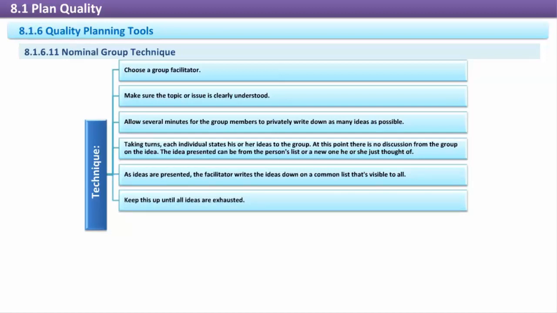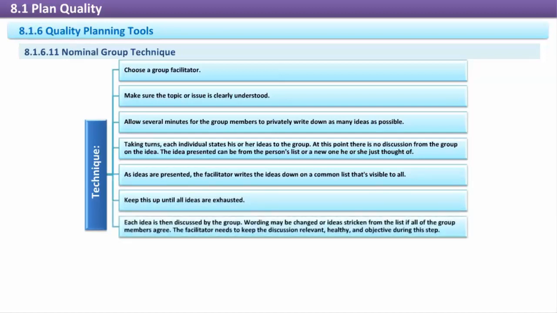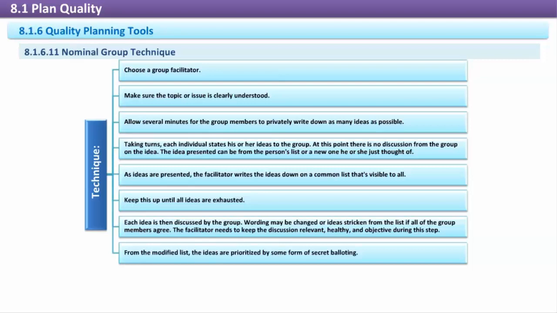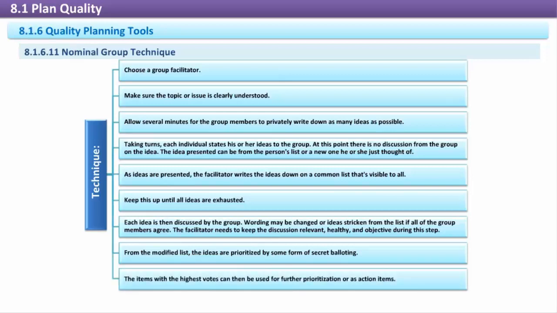Keep this up until all ideas are exhausted. Each idea is then discussed by the group. Wording may be changed or ideas stricken from the list if all of the group members agree. The facilitator needs to keep the discussion relevant, healthy, and objective during this step. From the modified list, the ideas are prioritized by some form of secret balloting. The items with the highest votes can then be used for further prioritization or as action items.